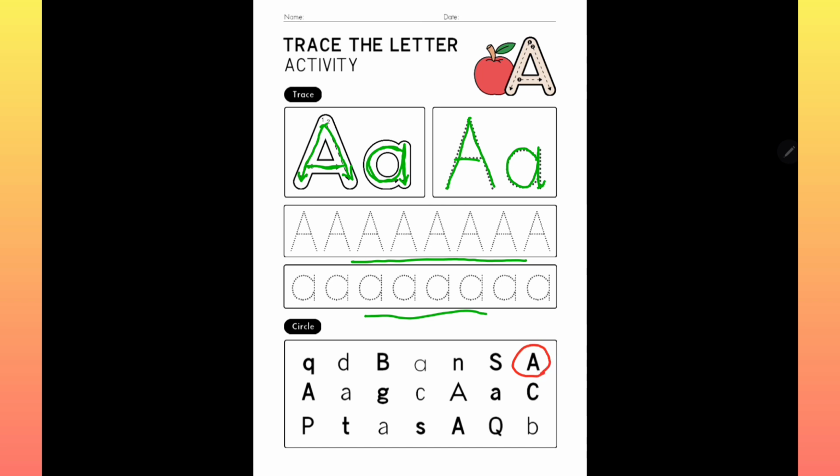Capital letter with red color. Yes. Another A. Another A. And we are going to circle the small letter with blue color. Is this blue color? Yes. So, these are the small letter a's. So, you are going to practice. Then only you can find out. Oh, you already found out? Very good. Excellent.